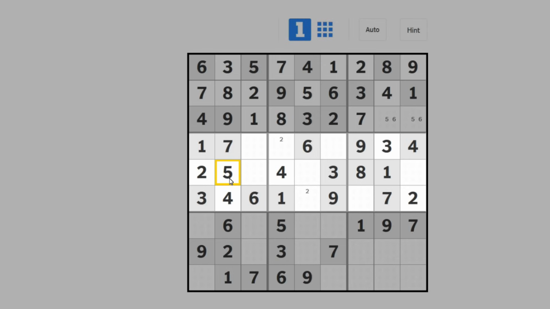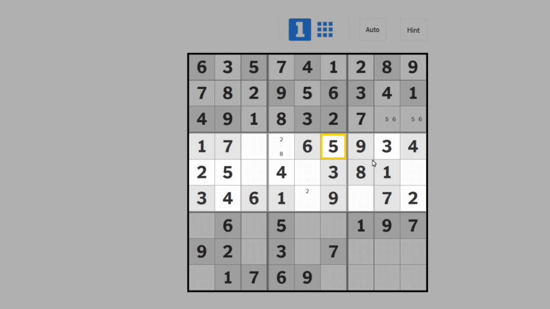All right, since we put a 5 in this row, there cannot be a 5 here in this row. There cannot be a 5 in this column. So the only place a 5 can go is in this cell or in this cell, but if we look down, we see there's a 5 here. So the only place the number 5 can go in this block is here.